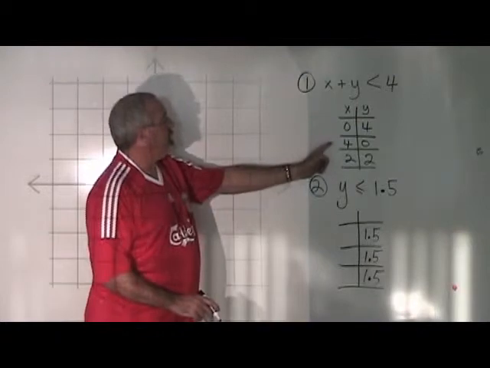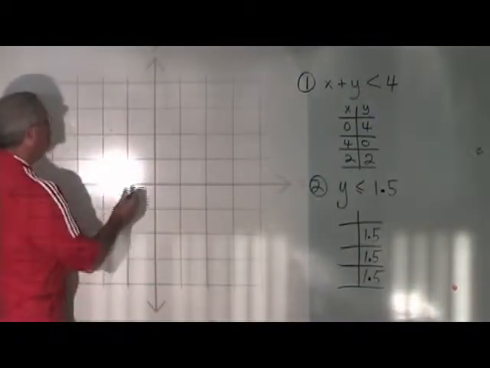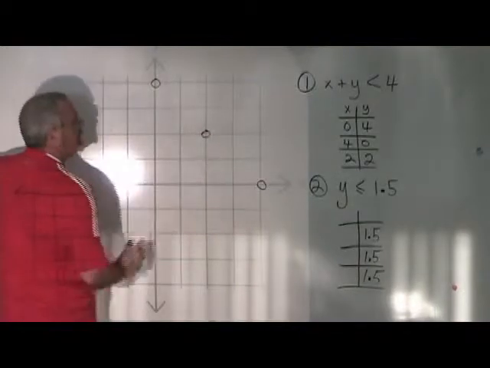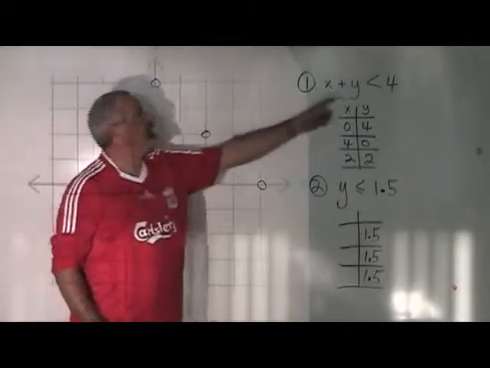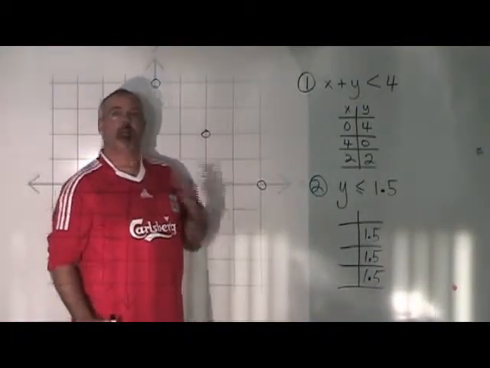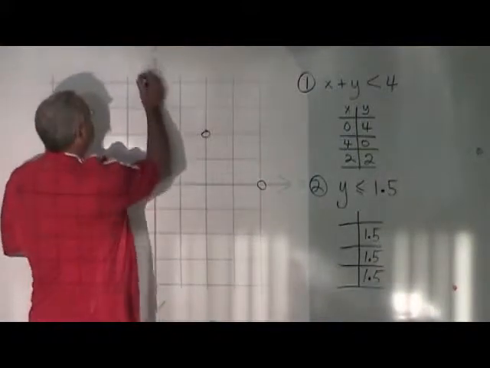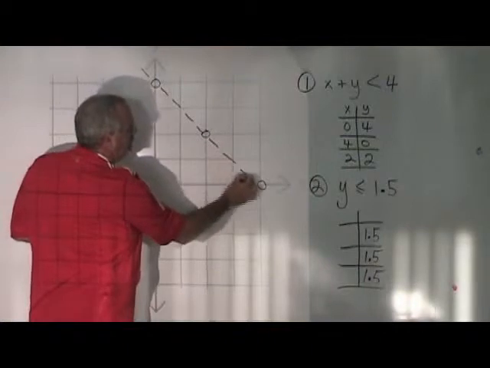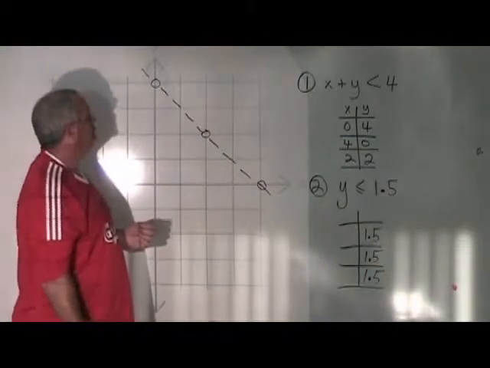I have 0, 4, 4, 0, and 2, 2. I have to draw a line through these. I check my symbol, and I realize it has to be a dotted line. There is no "or equal to" line underneath the symbol.